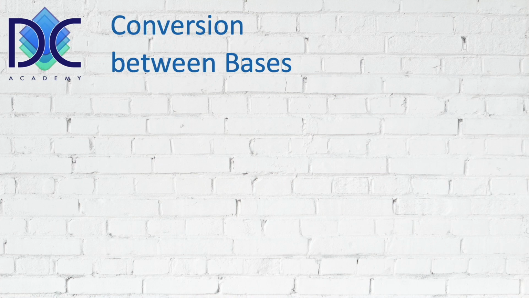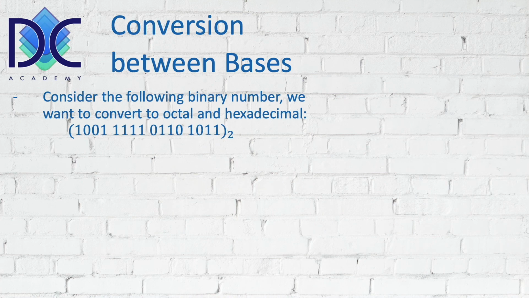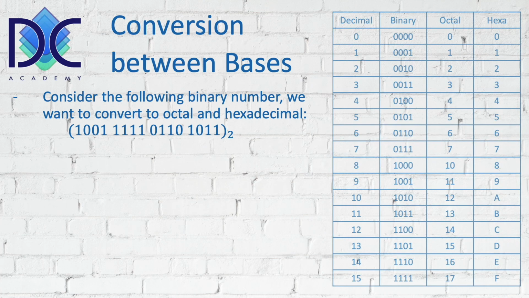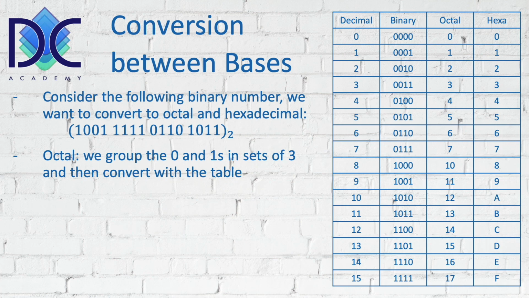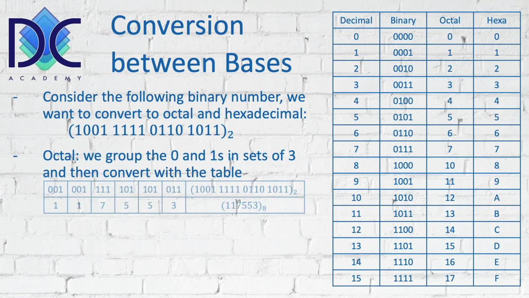Now we can also look into the conversion between different bases. We have a binary number here, 1 0 0 1 1 1 1 1 0 1 1 0 1 0 1 1, and we want to translate it, for example, into octal. In octal, what we do is we group the numbers from right to left, 3 per 3. So we group them as sets of 3.